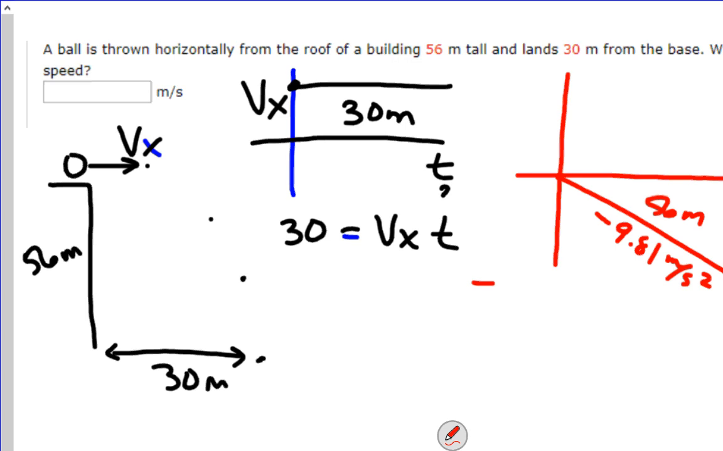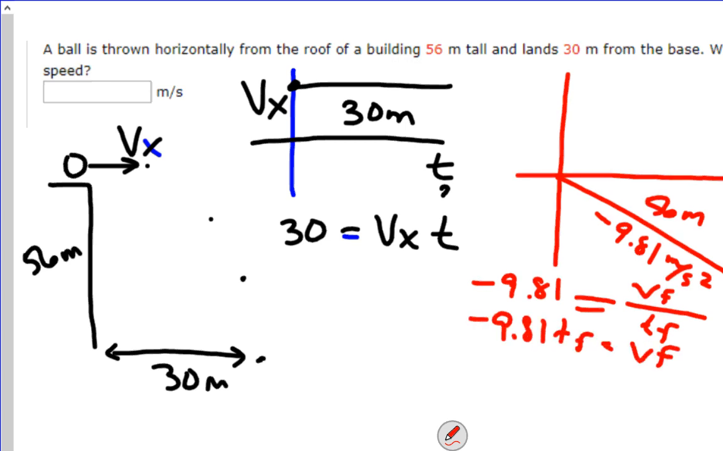But here, we can use our slope. Negative 9.81 Tf equals Vf. All right, so there's the one equation, and it's negative because it's dropping, not because I made some new weird thing up. Then for Vf, Tf, you're going to get one half times negative 9.81 Tf squared. You're going to use this eventually to solve for T.